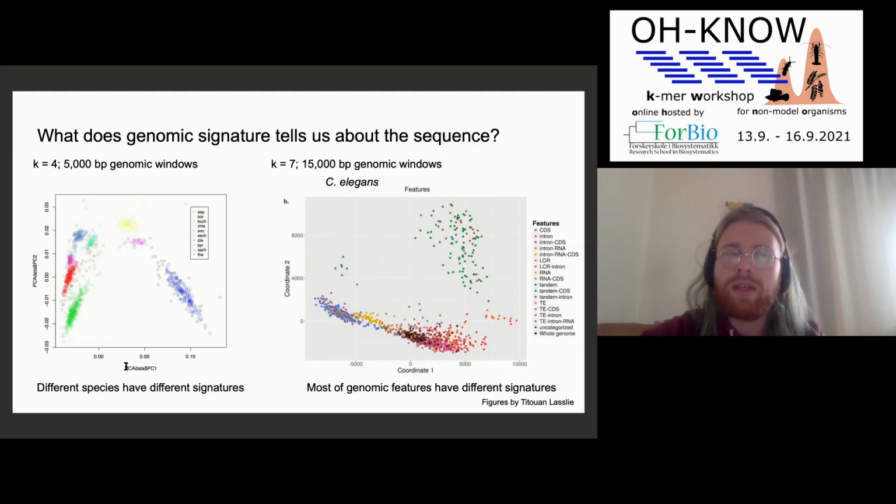And furthermore, it's not just the species that you can distinguish with it. If you cut a genome into different genomic features like coding regions, introns, low complexity regions, RNAs, tandem repeats, whatever. So this is the C. elegans genome, and then you plot the windows with the individual features again on a PCA. Then you see that even the features cluster together. So the separation is not as nice as between species, but it seems that even the different genomic features have their own unique signatures. Again, this is an interesting phenomenon. It's not so widely used, not even that widely known.